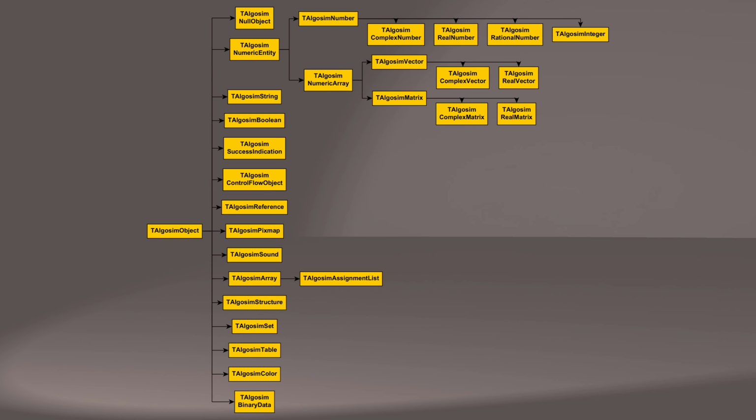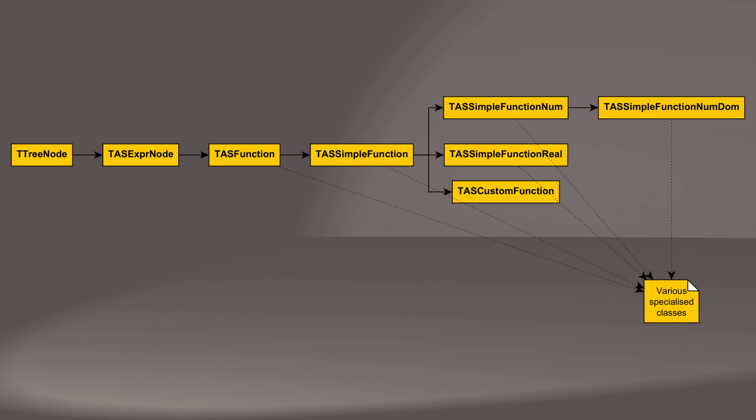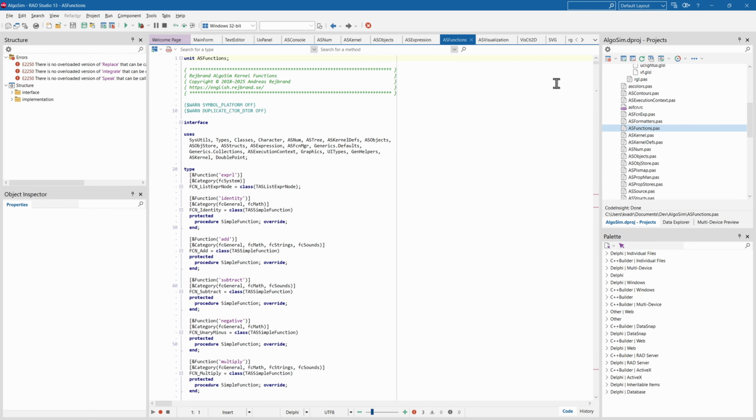Similarly, the data types and objects used in the Algosim language are also part of a class hierarchy. And the functions of the Algosim language, well, they are too part of a class hierarchy. Let's have a closer look at this. In this file I implement all the about 850 functions in Algosim. As you can see, each function is a class and they all derive from TAS function. And using a clever class hierarchy, I can save a lot of code.